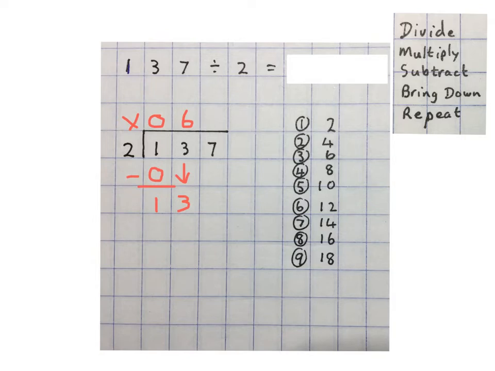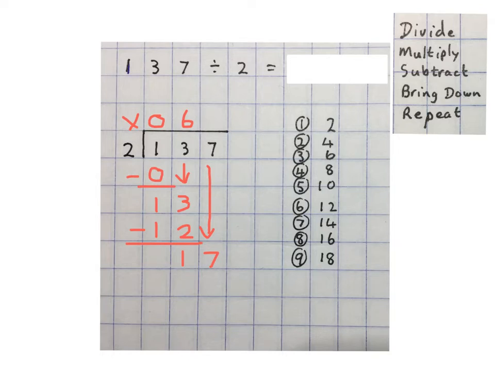Now your eyes must go with me. I take this 6 times 2 and I write the answer here. That is 12. Then I minus the 12 from the 13 and I get 1. Then I bring down the next number and that leaves me with 17 down here. Now I'm finished again. I divided, I multiplied, I subtracted, and I brought down. Now I repeat.